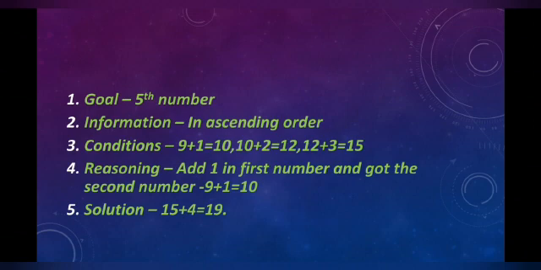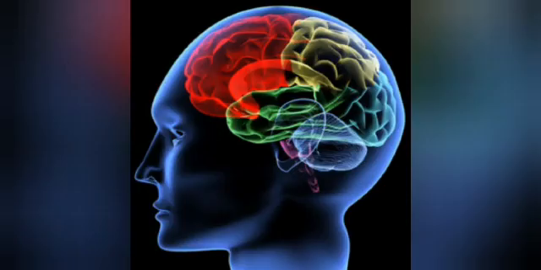Next step is condition. We have to observe that in this sequence of numbers, the first number 9 is added by 1. Then only you will get the answer 10. In the same manner, you have to add each number with the natural numbers, that means 1, 2, 3, 4, etc. Finally, you have to give the reason and solution for this problem. What is the reason? You find out.